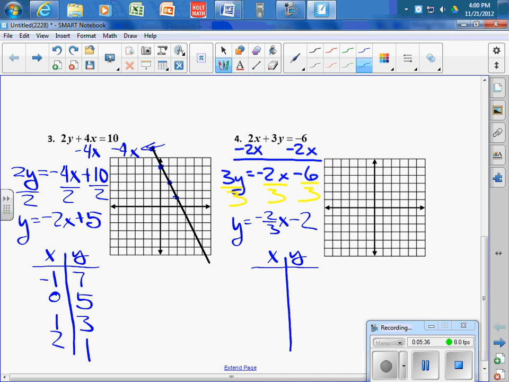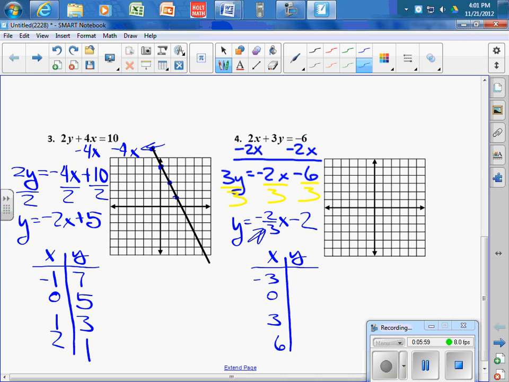What could I take negative 2/3 times in order to cancel out the denominator? Threes. In this case, multiples of 3. So whatever the denominator is, use multiples of that number, and that'll cancel out the denominator. So I'm going to use -3, 0, 3, and 6.